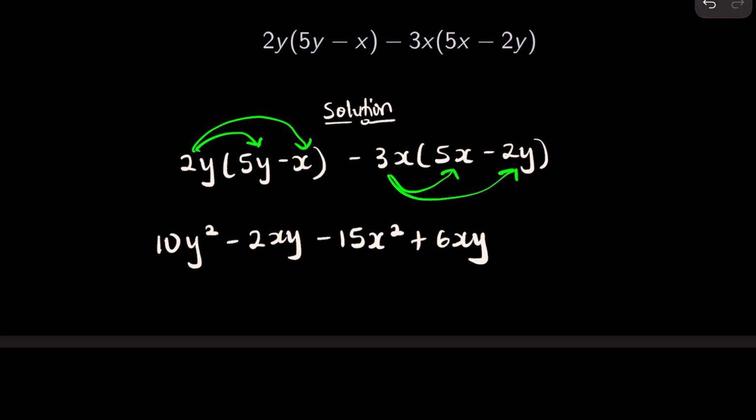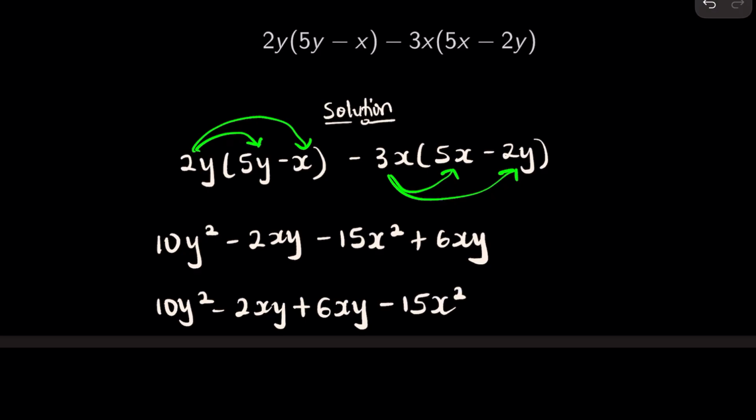Now let's see if we have like terms in here. So we have y squared, and that's the only y squared in here. We have xy, we also have xy, so we have two like terms in here, and we only have one x squared term. So let's group like terms. So you're going to have 10y squared minus 2xy plus 6xy minus 15x squared.